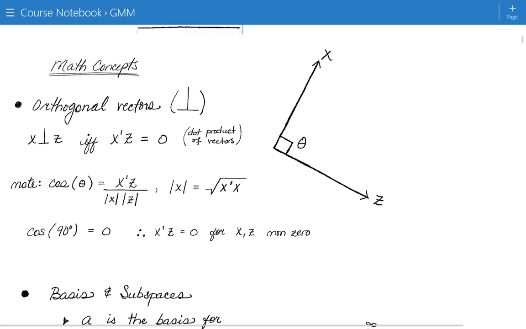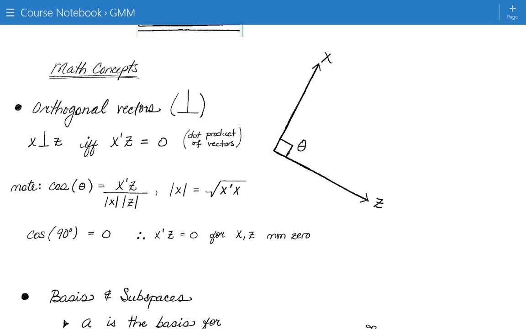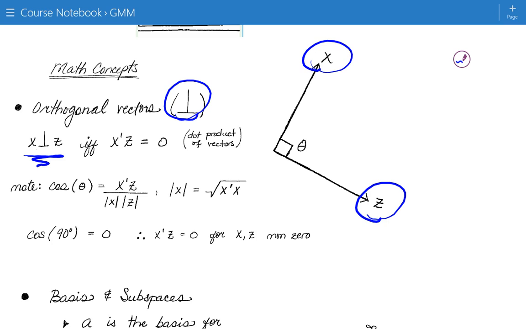So let's suppose that we have two vectors, x and z, and they are orthogonal, indicated by this kind of upside down t symbol. So over here we say x is orthogonal to z if and only if the inner product of x and z is equal to 0. This is the dot product of the vectors.